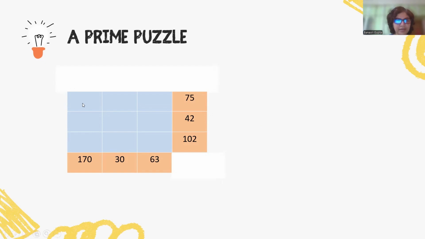So this is a grid. All these three numbers multiplied will give 75. These three numbers multiplied will give 42, and these three numbers multiplied will give 102. Then all these numbers in the columns will multiply and give 170. These three numbers will give 30, and these three numbers will give 63. So let us do prime factorization of all these numbers.